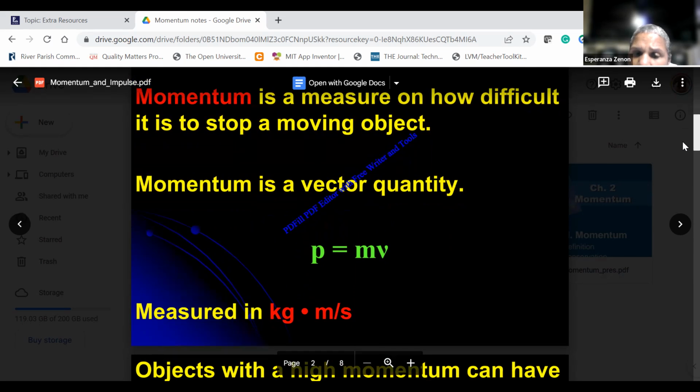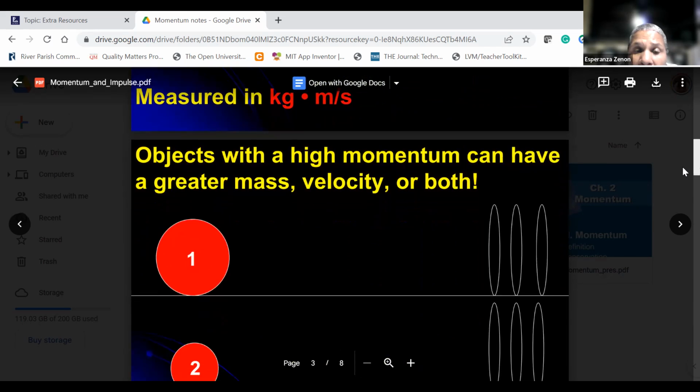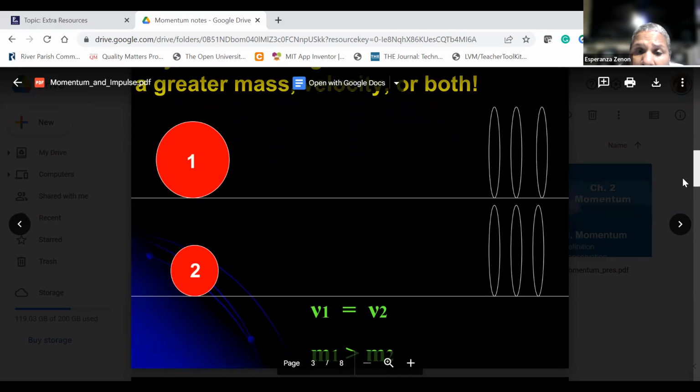Okay, so you could think of the idea that objects with a high momentum can have a big mass, a big velocity, or both. So you could have a charging elephant with a large mass, maybe not as big a velocity, but the momentum is going to be high, and so it's going to be difficult to stop a charging elephant, right? Or you could have an object with a small mass and a high velocity, a bullet, small mass, very high velocity, very large momentum, very difficult to stop, right?